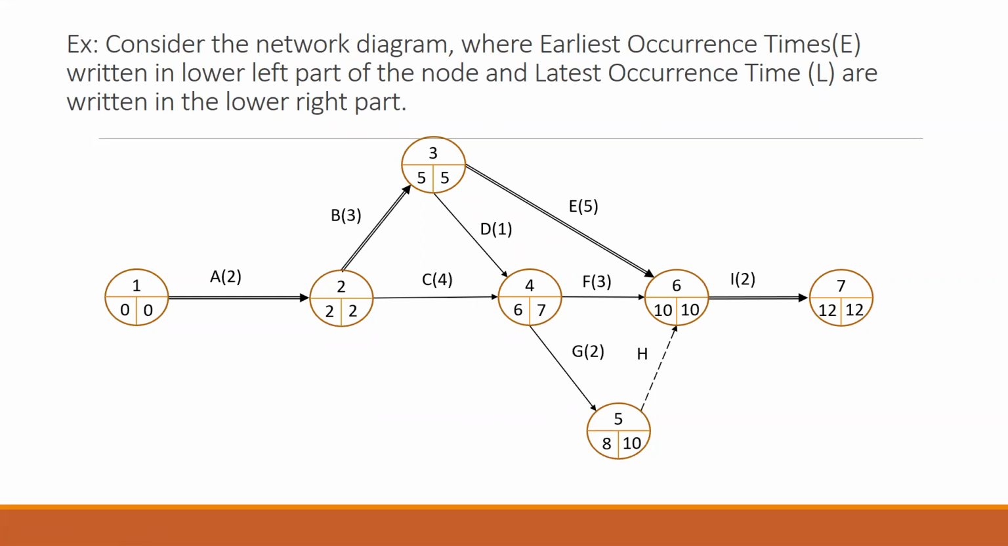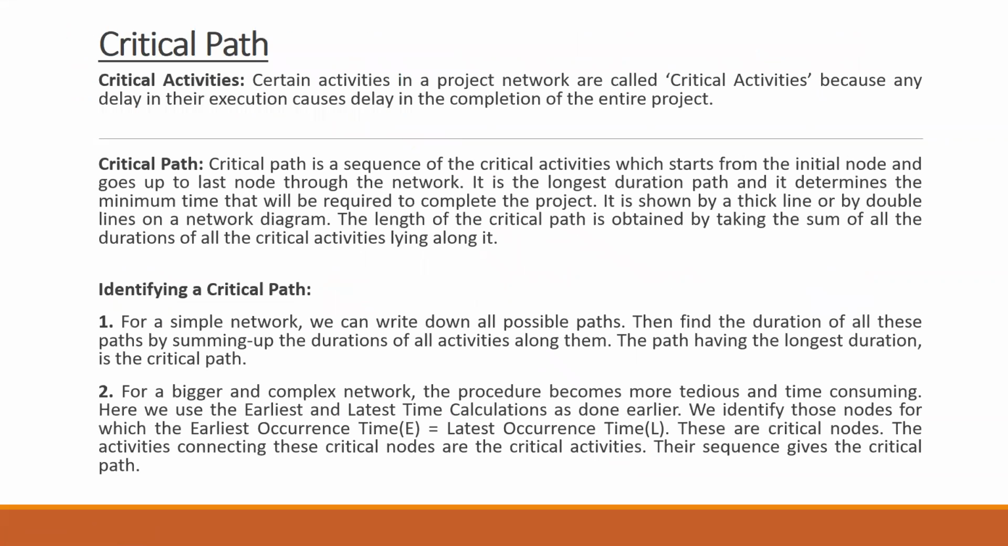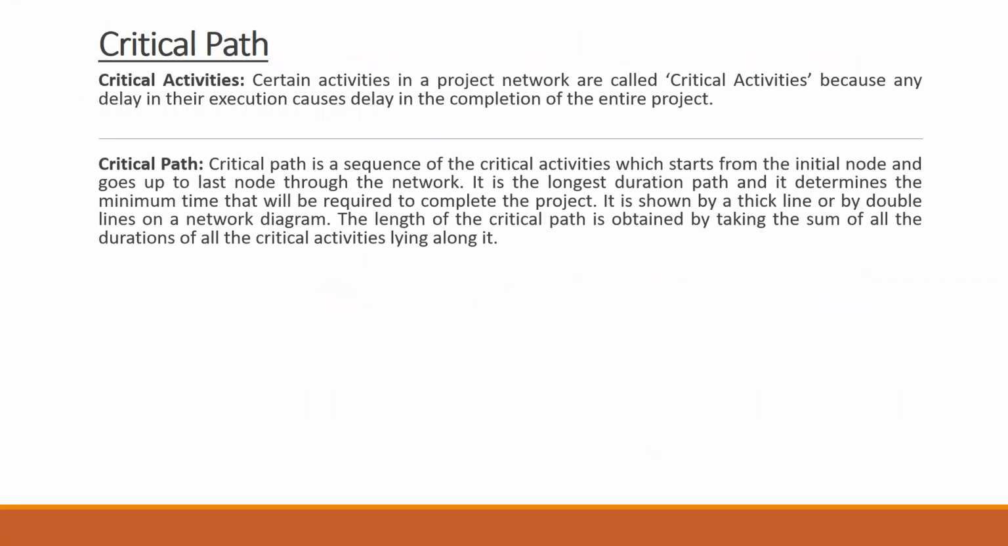Clear? It will become easy for you to find the critical activity using the earliest occurrence time and the latest occurrence time. There's one more method which I'll show you, where we find out all the paths from the network diagram and try to find the total duration. The longest duration path is nothing but your critical path.